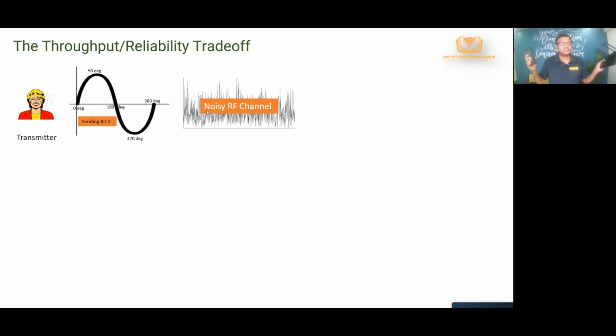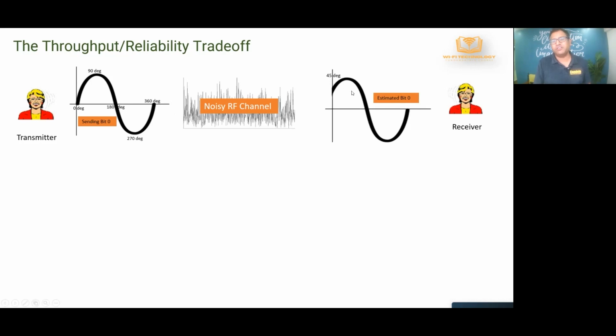But that's not how the real world works. In the real world, these two can be very far away from each other, or one could be behind some obstruction. Or there could be some noise. Someone could have turned on a Bluetooth headset or a cordless phone, and that is causing noise in the frequency channel. And that noise can distort the signal. So let's say this particular transmitter is sending that particular sine wave, the wave at 0 degrees phase. When that signal gets propagated through a noisy channel, the receiver might receive the same signal at a phase shift, right? For example, it might receive it at a 45 degrees phase shift.